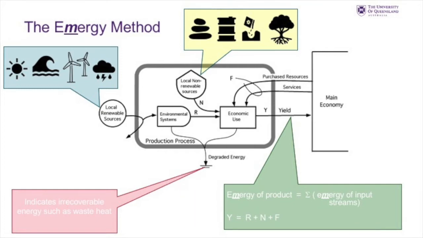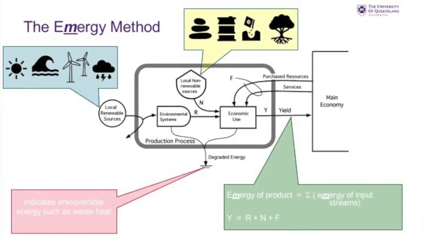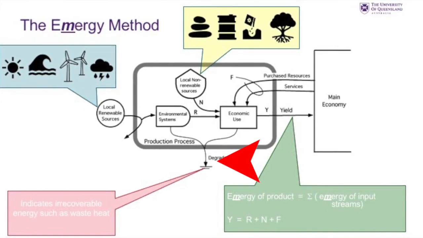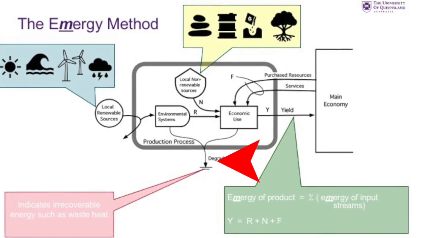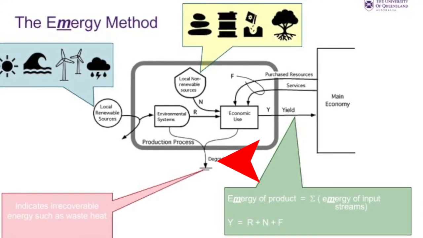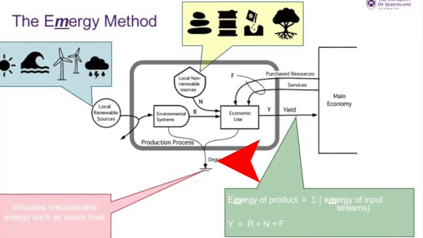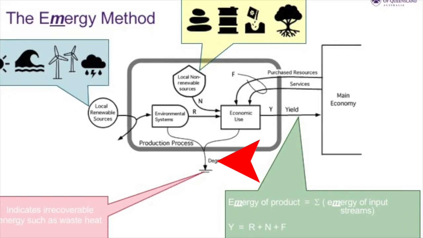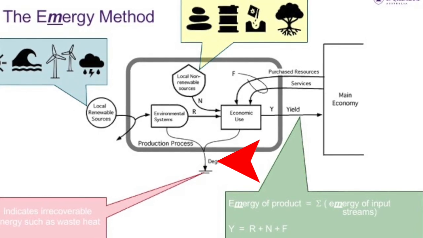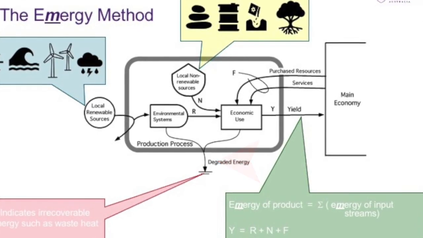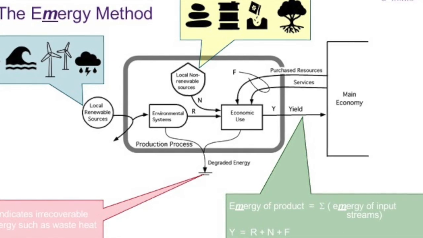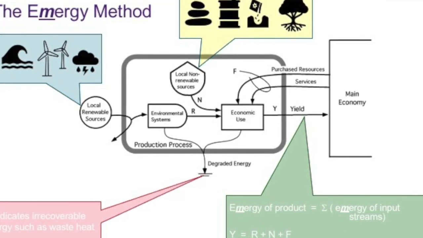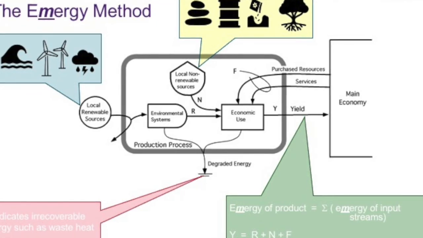This sum may not be totally true because if you see on this figure, the symbol that is below the figure indicates the irrecoverable energy such as waste heat. So you may know that R plus N plus F cannot be equal to Y. But it doesn't matter. We have to emphasize that we're talking about energies and not energies.